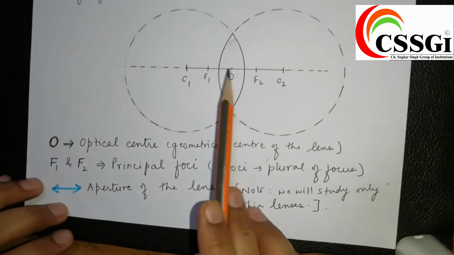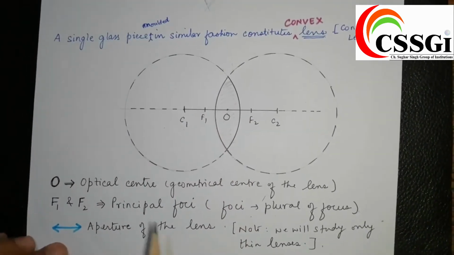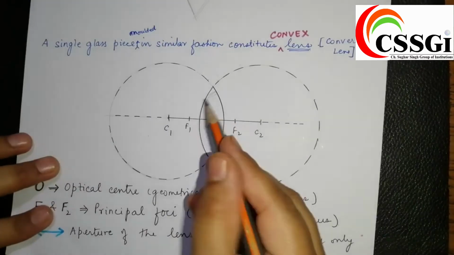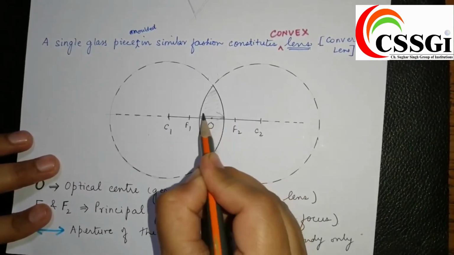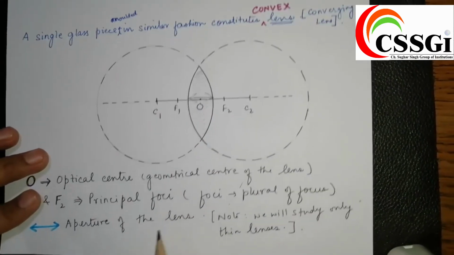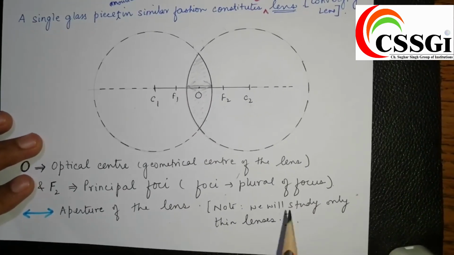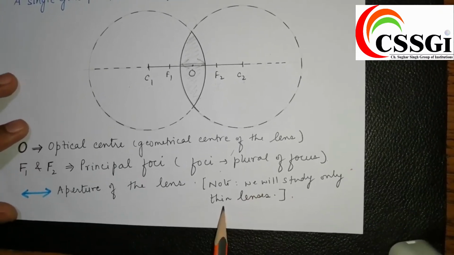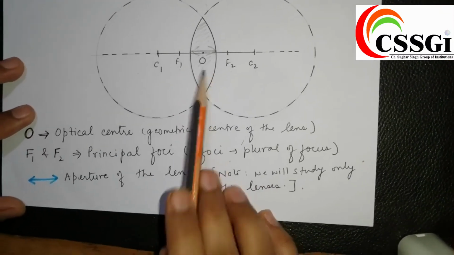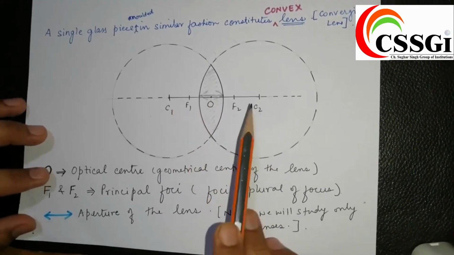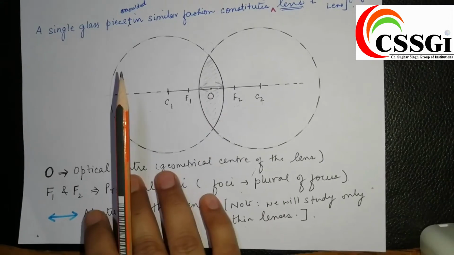Now the thickness of the lens, this portion is called aperture of the lens. I will show it on the figure. This portion is called the aperture of the lens. The thickness of the lens is called aperture of the lens. Students, note that during the entire discussion we will be talking about only thin lenses. Thin lenses are the lenses which have thickness, which has aperture very much less than that of radius of curvature.